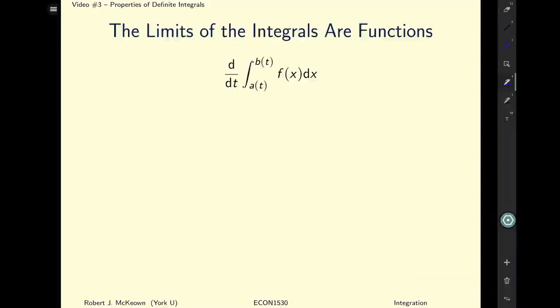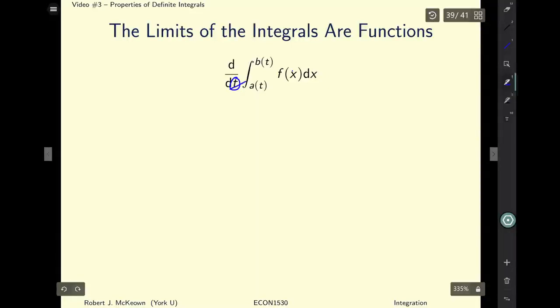Now you're probably wondering, but Professor, what happens if the upper limit and lower limit are functions? Well, I'm glad you asked, because that's the next case that we're going to look at. What happens if the upper limit and lower limit are functions of t? Now notice that we're talking about t here. We're not talking about the variable of interest, the x. We're talking about the limits, the upper limit and the lower limit of this definite integral.